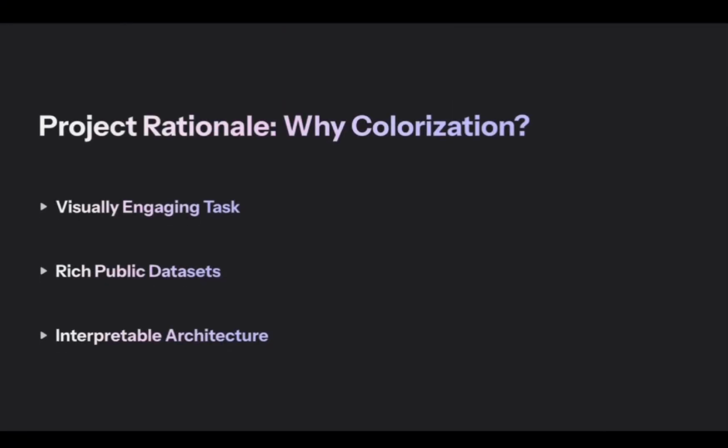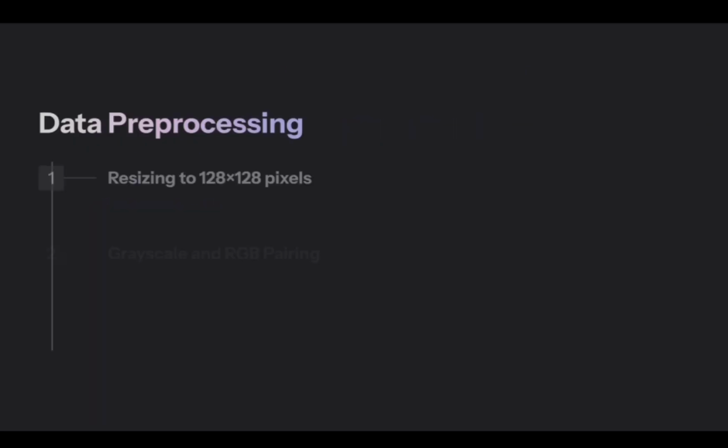We chose colorization for three main reasons. First, we can immediately see how well the model performs just by looking at the output images. Second, abundant high-quality public datasets allowed us to focus on model development rather than data collection. Finally, the model architecture is based on well-known CNN techniques, so it is both effective and easy to understand.